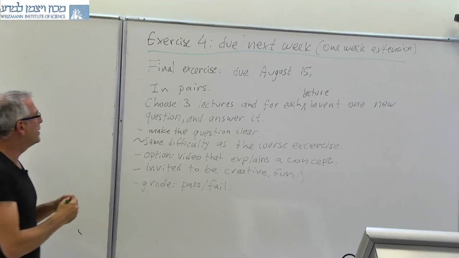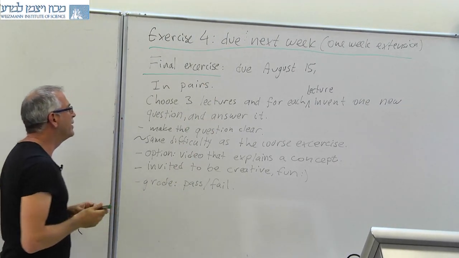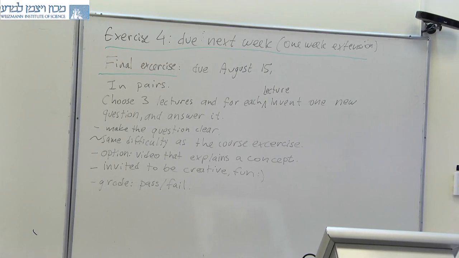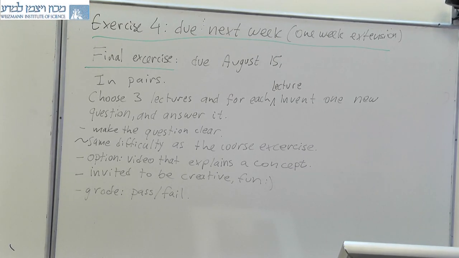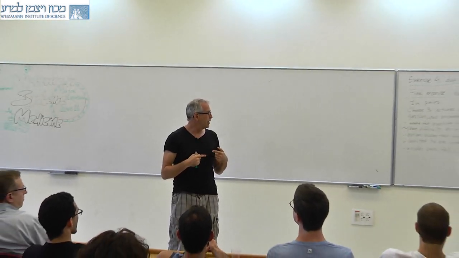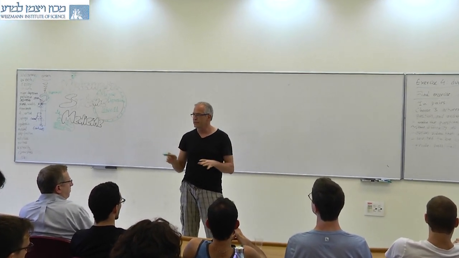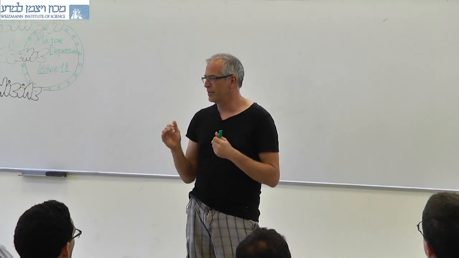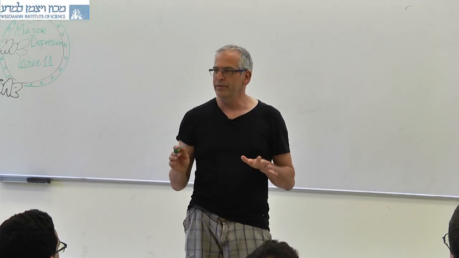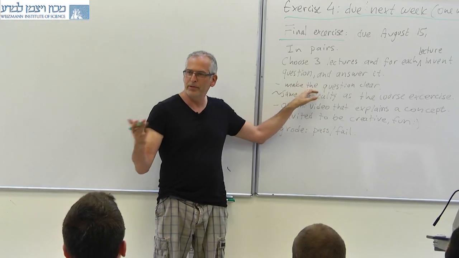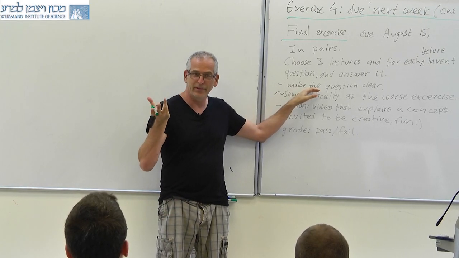And the final exercise is an exercise where we want to invite you to unleash your creativity. It's simple. This exercise is in pairs, first of all. In this course, we believe that doing things together is better. You look at the lectures and choose 3 lectures. And for each one of them, invent one new question, just like in the exercises, at about the same level, and solve it. And we ask that you please make the question clear so people can understand it. Just writing a clear question is not that easy.